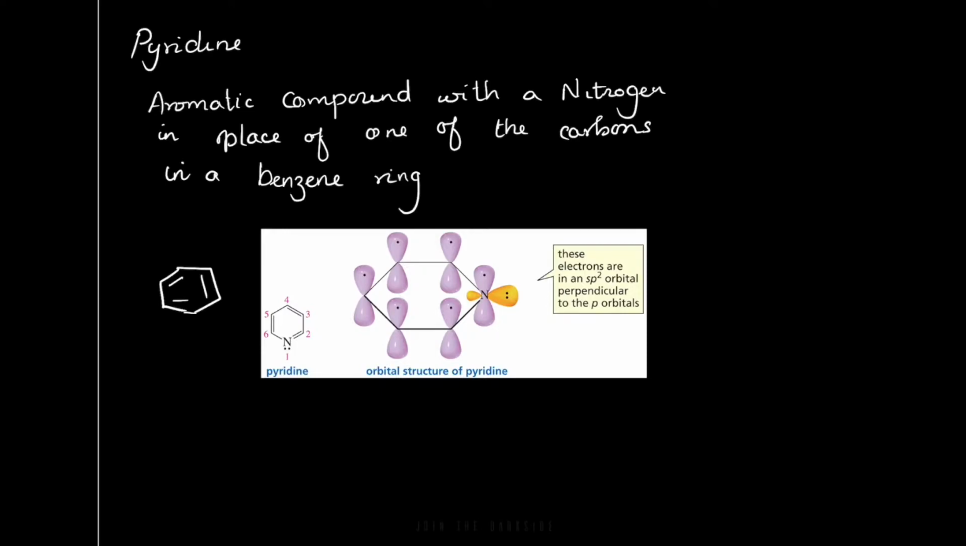One thing to know about pyridine is that nitrogen has a lone pair of electrons, and this lone pair of electrons is actually going to be perpendicular to the p orbital, which means it's not going to be a part of the pi electron cloud, which means it's not going to take part in the resonance.